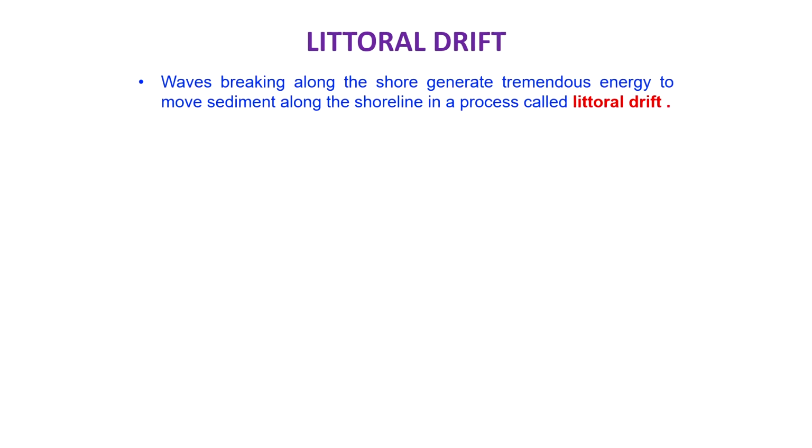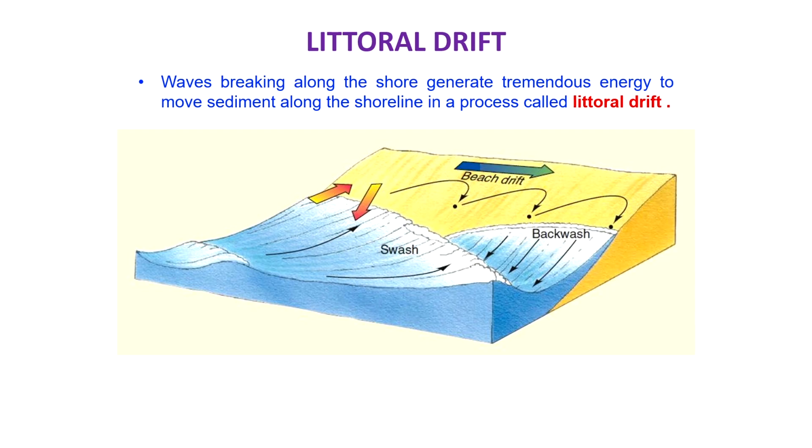So, what we will do, we will try to differentiate between the tectonic and non-tectonic landforms. The non-tectonic are formed because of the climatic fluctuations, and that climatic fluctuation is related to your sea level fall and rise. Okay. So, lateral drift, as I have already shown you in the previous slide. Wave breaks along the shore generate tremendous energy to move sediments along the shore or shoreline in a process called lateral drift. So, this is how it happens, and it results in the formation of the beach.